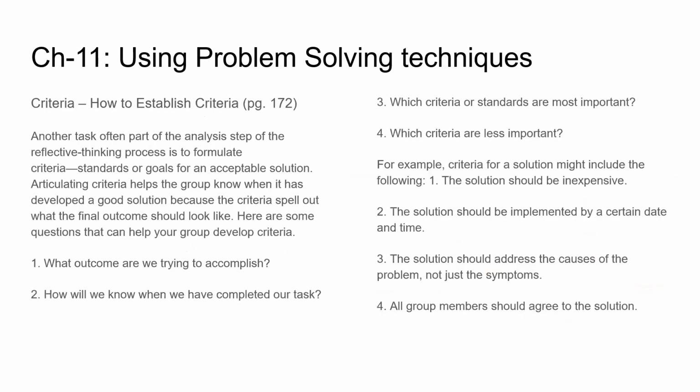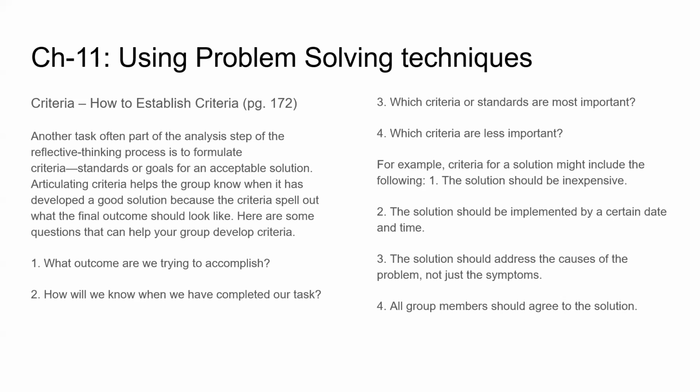All right, criteria, page 172. How to establish it. Another task, often part of the analysis step of the reflective thinking process, is to formulate criteria, right? The set of standards or goals for an acceptable solution. Typically, articulating criteria helps the group know when it has developed a good solution, because the criteria spell out what the final outcome should look like, right? Because you've got a filter, a minimum standard.